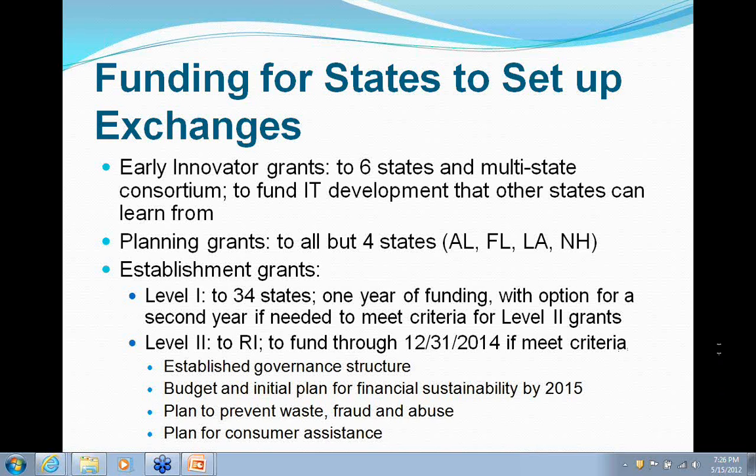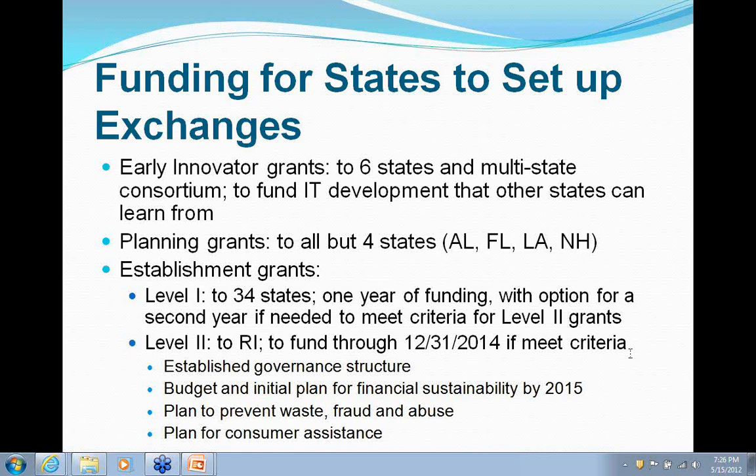and implementation. One set of grants was called the Early Innovator Grants, and it focuses on the IT technology and development that states will need to put all this together in their exchanges, the enrollment and subsidy determinations and everything. There are going to be new IT needs in every state. Big grants were provided to 6 states and 1 multi-state consortium to do some planning in this particular area of the exchanges and then let other states learn from those best practices or their work.